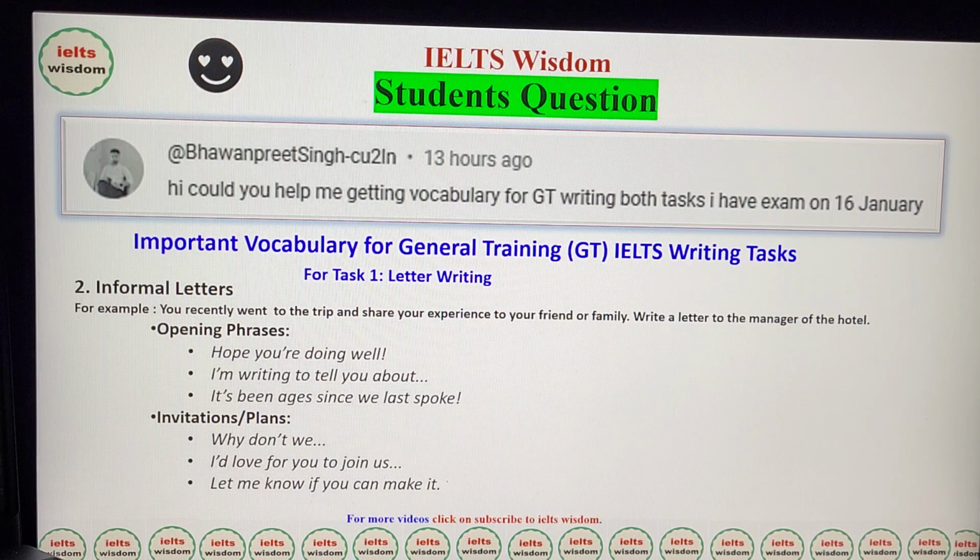And you can also say that "it's been ages since we last spoke." In this way you can say, oh, our last letter was maybe a month back or 2 months back or 3 months back, so it's been ages since we last spoke. So "I'm glad to tell you about my trip experience, which I recently had on this date." In that way you can start. Okay, so this is the kind of opening phrase, how you start with your first line.